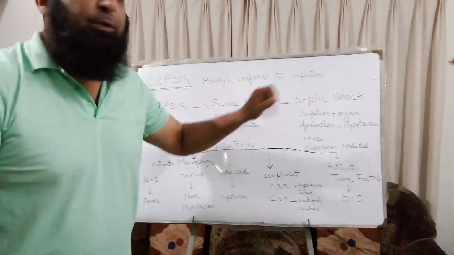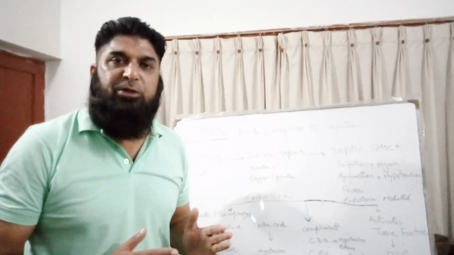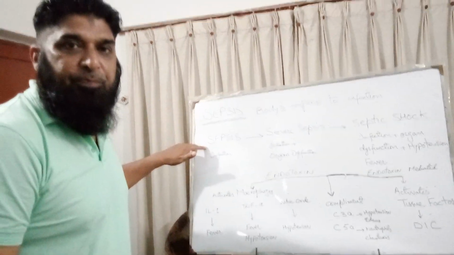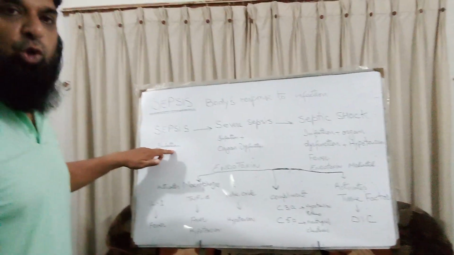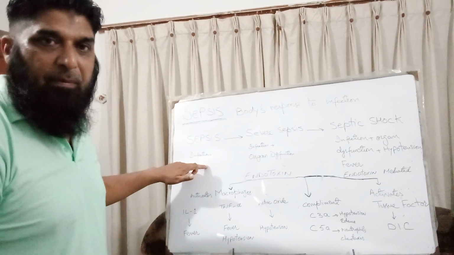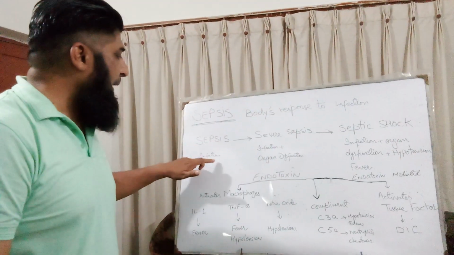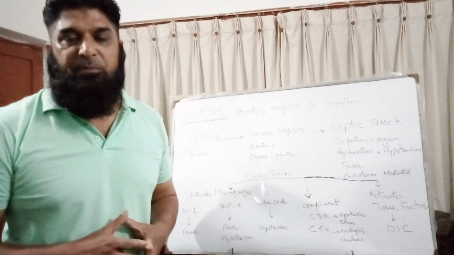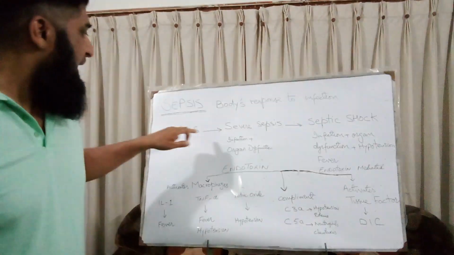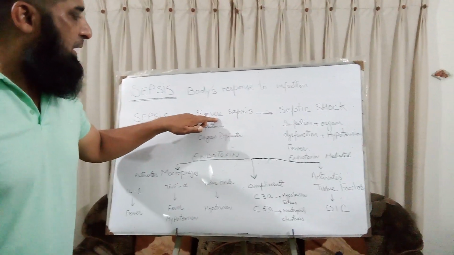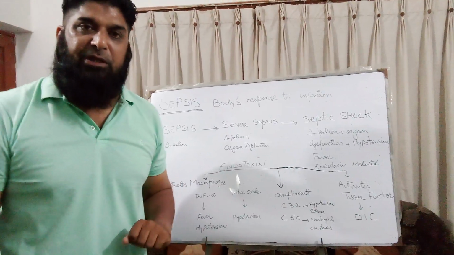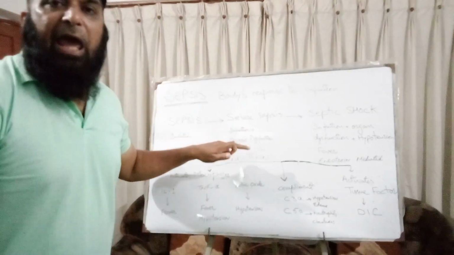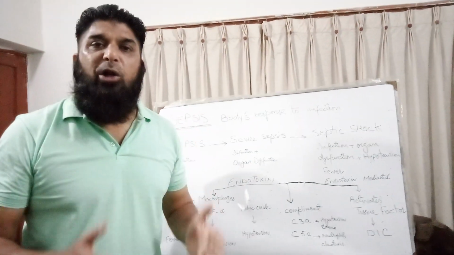Students, septic shock has the following steps to develop. First of all, there is sepsis in the body, which means presence of infection. Sepsis means presence of infection with clinical signs and symptoms. Okay, students? Now this sepsis converts into severe sepsis, which means there is infection as well as organ dysfunction.